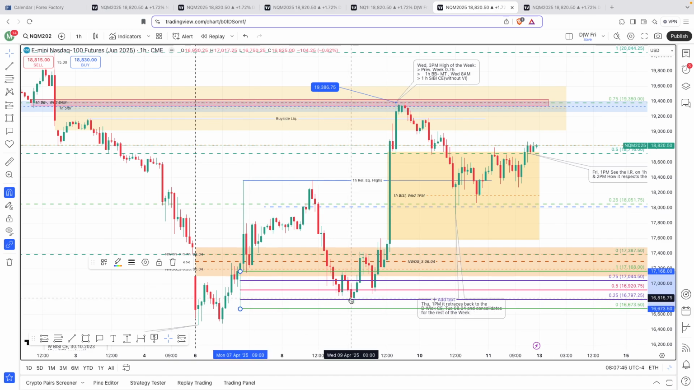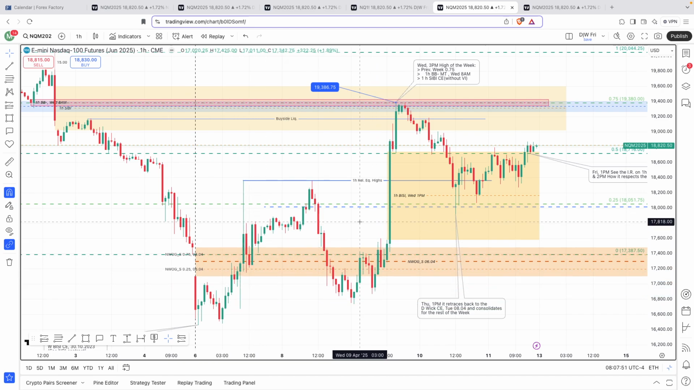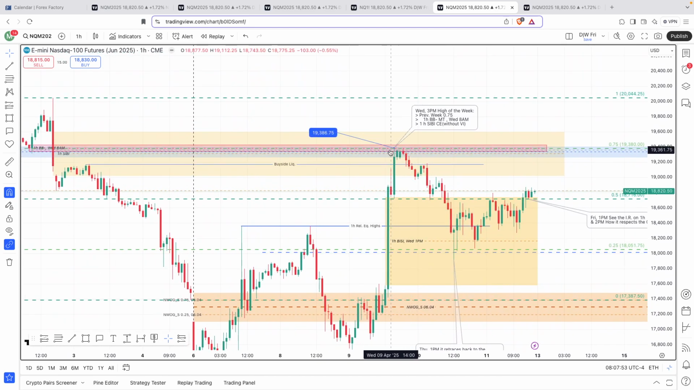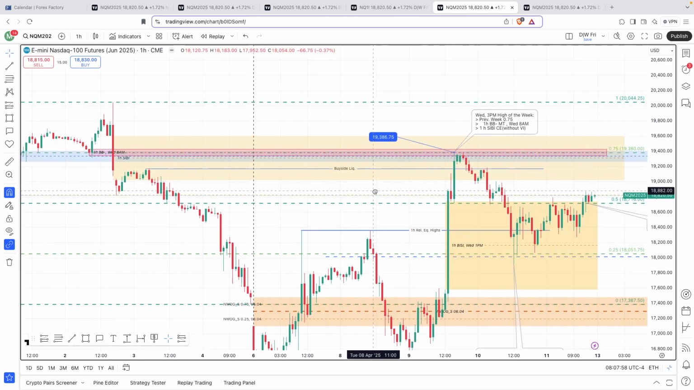See how the bodies are staying above the 25% quadrant, here above the 50%. And then we're going higher, and this is the high of the week. And there's a lot of confluence on this level.